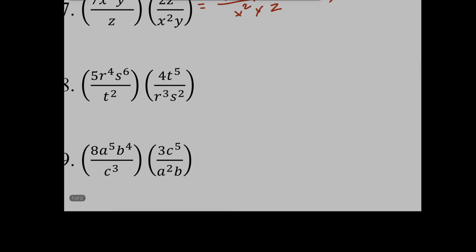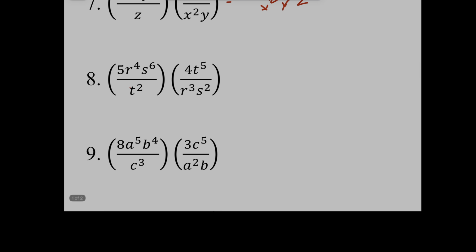Let me keep going on this one. Let me do my little cross out method here. I have t's, 2 on the bottom, 5 on top. Kill all of these, and I'm left with 3 up here. Okay, my r's, I have 4 on top, 3 on the bottom. Kill all these, I'm left with just an r to the 1. And then here I have 6 on top, 2 on the bottom. I'm left with just 4 on top. So my answer is going to be 20 r s to the 4 t to the 3.